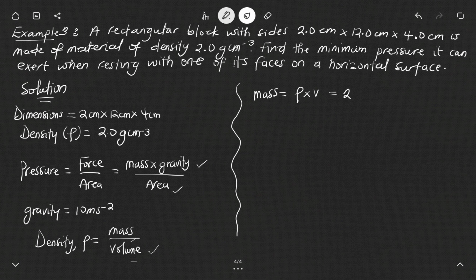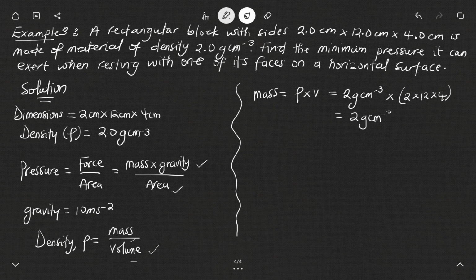Because the unit is in gram per cm cube, not kilogram per meters cube, I will not convert the density to kilogram per meters cube. I will maintain it like this because the units can cancel. So I have here 2 gram per cm cube, multiplied by the volume. The volume will be equal to, in brackets, 2 multiplied by 12 multiplied by 4. So this is equal to 2 grams per cm cube.